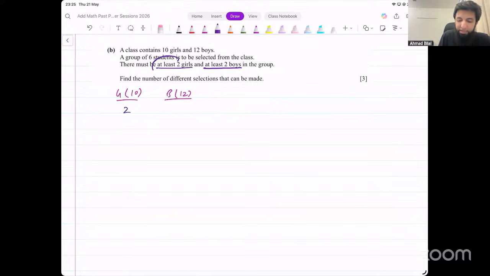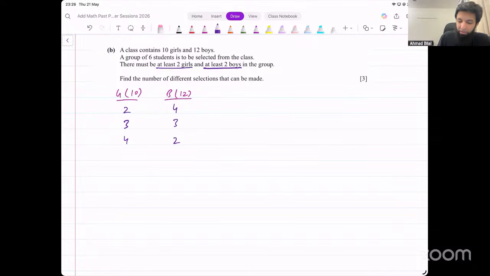You say, okay, it says at least two girls. So start with two girls and see how many boys are possible with two girls. With two girls, you can have four boys. That makes the total number six. Then the next number of girls could be three. With three girls, how many boys can you have? Three. Then with four girls, you can have two boys. Can we have five girls? No, because if we have five girls, then we need one boy. It doesn't satisfy the other condition. So the only three possible cases that we end up getting are these.